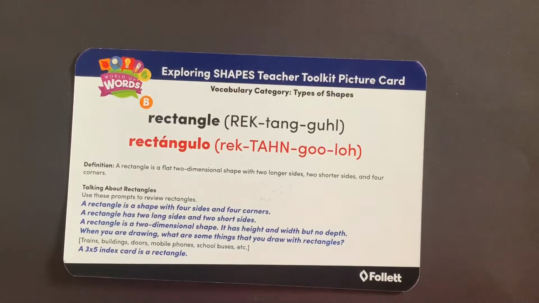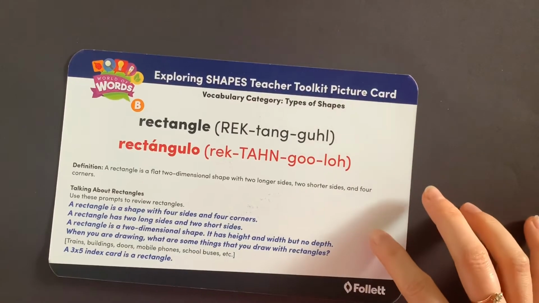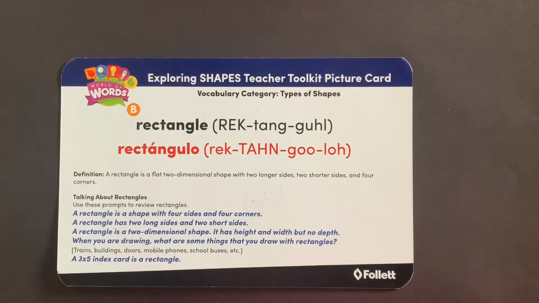A rectangle is a shape with 4 sides and 4 corners. A rectangle has 2 long sides and 2 short sides. A rectangle is a 2-dimensional shape. It has height and width, but no depth. When you are drawing, what are some things that you draw with rectangles? Trains, buildings, doors, mobile phones, school buses, index cards.